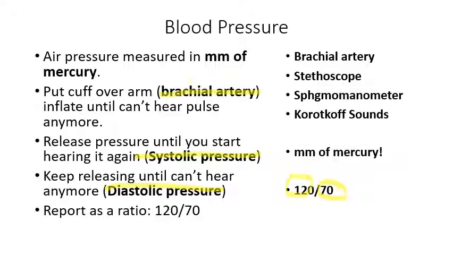I always manage to trick a few students every year on the test by saying, what is the normal systolic pressure of a young healthy adult? And they write down 120 over 70, and I say that's wrong. I asked you for the systolic pressure, you gave me the systolic pressure and the diastolic pressure. Or I could say, what's the diastolic pressure of a young healthy adult? Your answer would be 70. If you gave me the answer 120 over 70, that would be wrong, because those are two separate numbers.